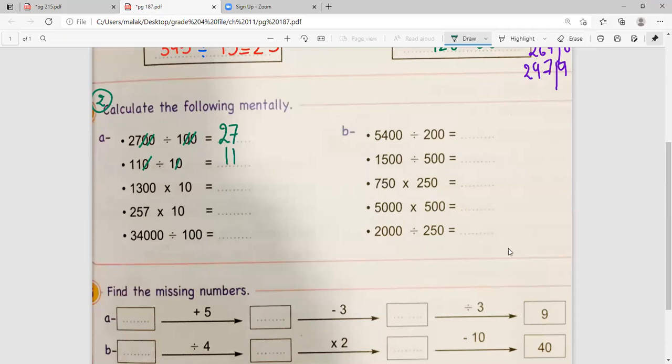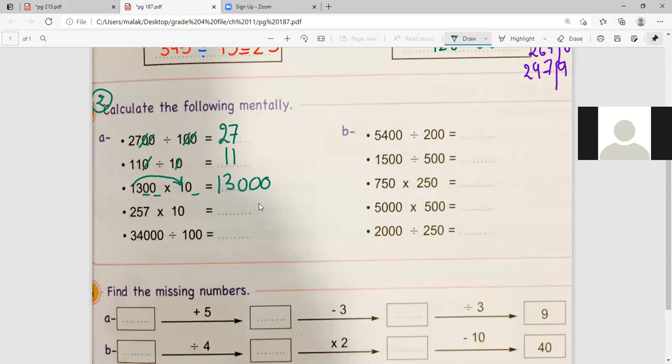Hassan. Yalla Hassan, 1,300 times 10. We cross the zero. No, it's not divide. We can't cross the zero. We skip them. Right. 13 times 1, 13. Yes, and then what shall I do? And then the zeros, we put them. How many zeros do we have in both sides? Three zeros, we have to put them at the end. With multiplication, we put the zeros. With division, we remove them.